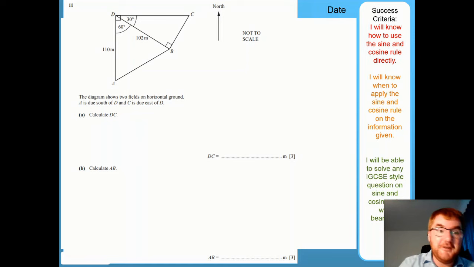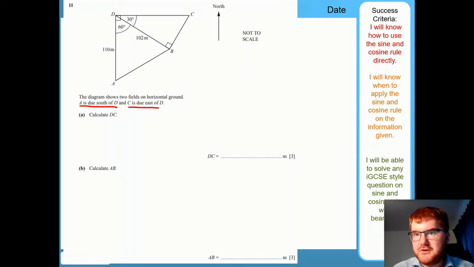Okay, let's continue. So question 11A, we've got a diagram showing two fields on horizontal ground. A is due south of D, so this line is going straight upwards. This is really important for the bearings part of the question later on. And C is due east of D, therefore making this a right angle. And we're going to do some trigonometry to start with here.